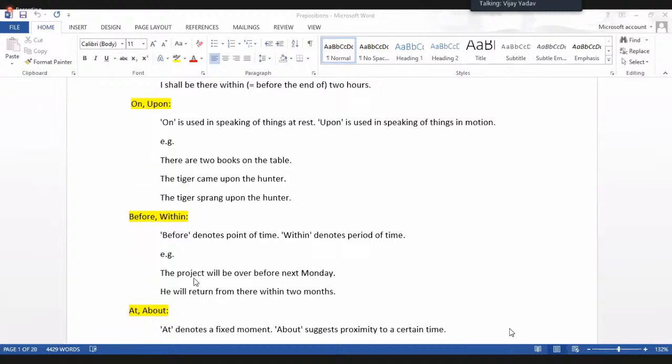You can't write the project will be over within next Monday. This is wrong. Before next Monday. And here you can't write he will return from there before 2 months. He will return from there within 2 months.